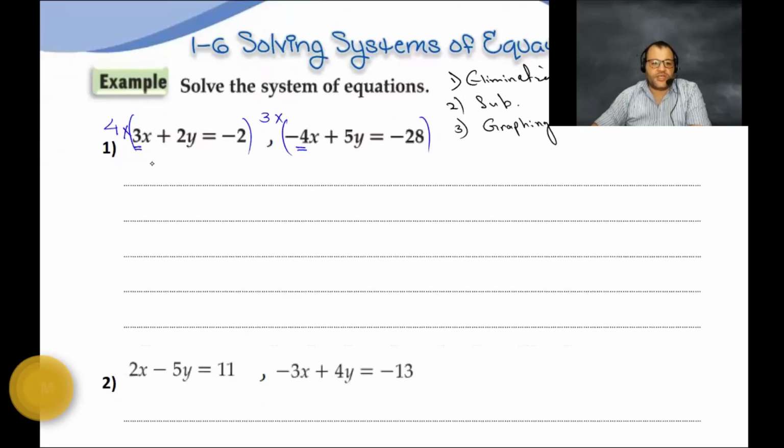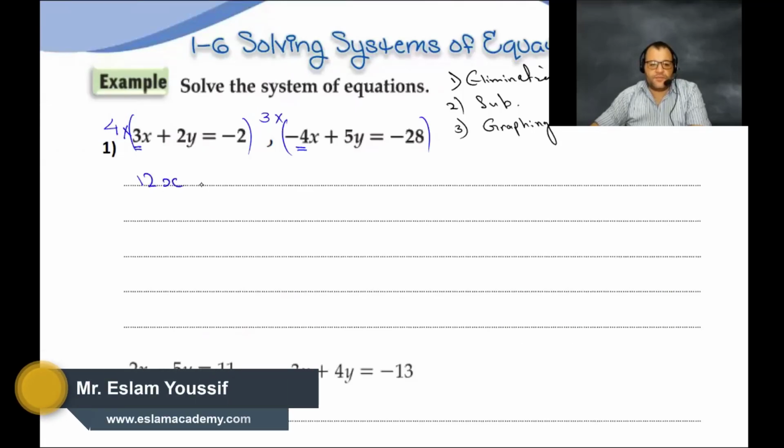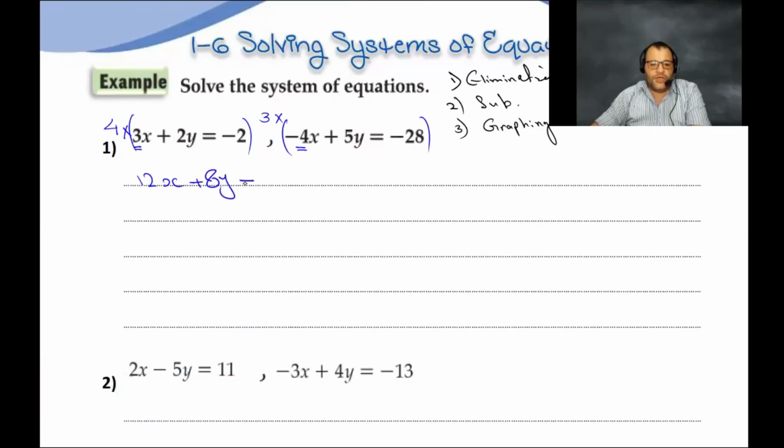So the first one: 4 times 3 equals 12x, plus 4 times 2 equals 8y, equals 4 times negative 2 equals negative 8. Now 3 times negative 4 equals negative 12x, 3 times 5 equals 15y, and 3 times negative 28: 3 times 8 equals 24, 3 times 2 is 6, so it will be 84, and the sign will be negative.